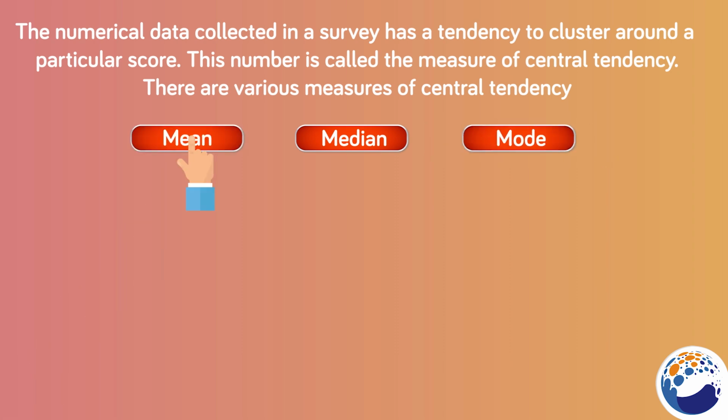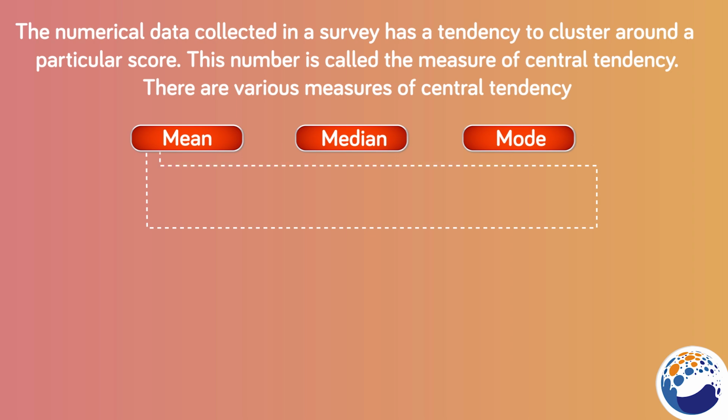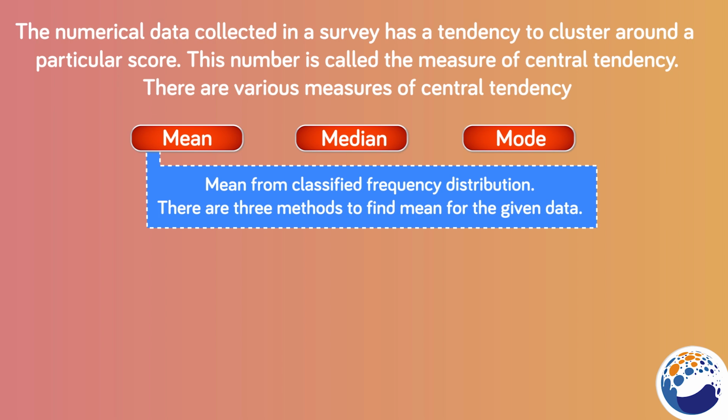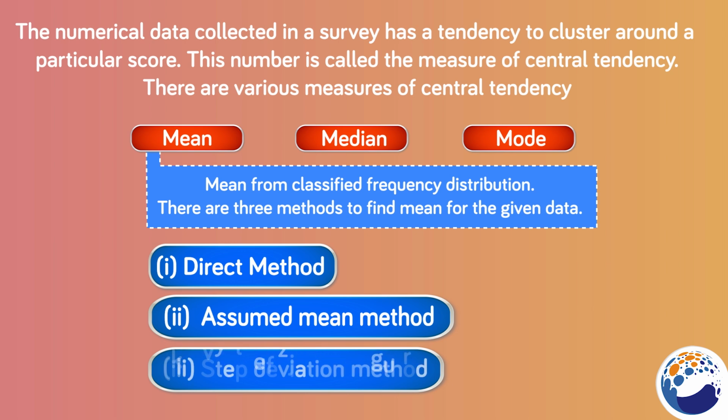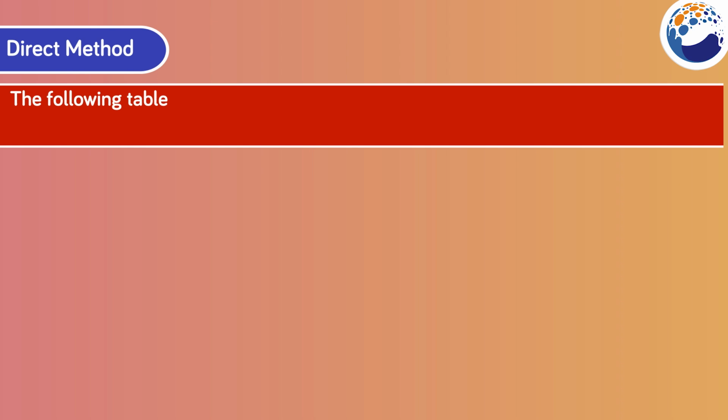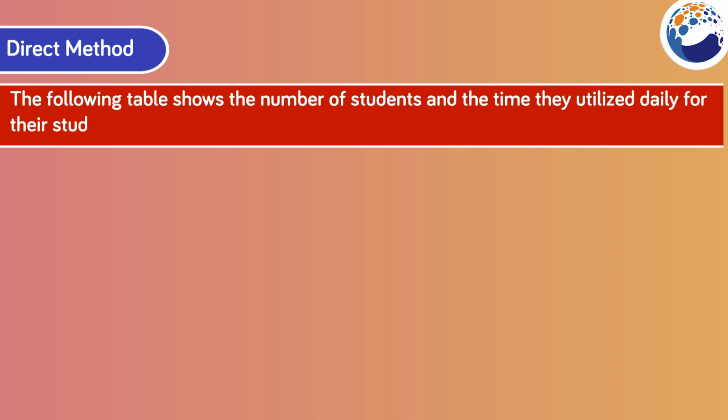Mean. Mean from classified frequency distribution. There are three methods to find mean for the given data. 1. Direct method. 2. Assumed mean method. 3. Step deviation method. Direct method. We can understand this method using example. The following table shows the number of students and the time they utilized daily for their studies. Find the mean time spent by students for their studies by direct method.